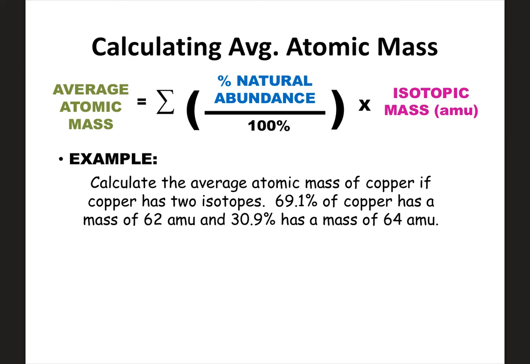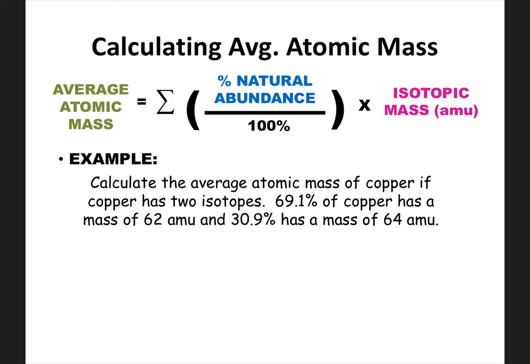Just you need to know how to use it. Just remember decimal times mass for every isotope and then add them up. So for this example, it wants us to calculate the average atomic mass of copper if copper has 2 isotopes. It says that 69.1% of all copper has a mass of 62 AMU, and 30.9% has a mass of 64 AMU. All right, so the key here is this one has 2 isotopes.